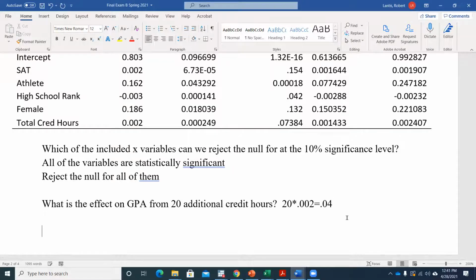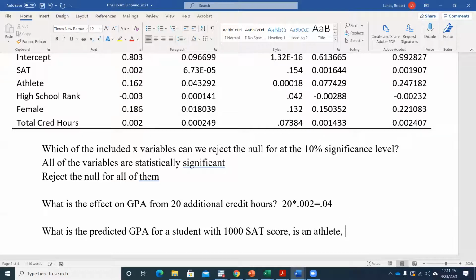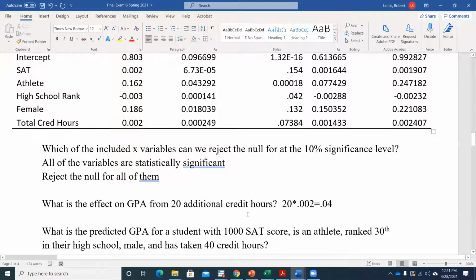I could also say, what's the predicted GPA for a student with a 1,000 SAT score, is an athlete, ranked 30th in their high school, male, and has taken 40 credit hours. Right? So all I'm going to do there, my regression equation should look something like this.